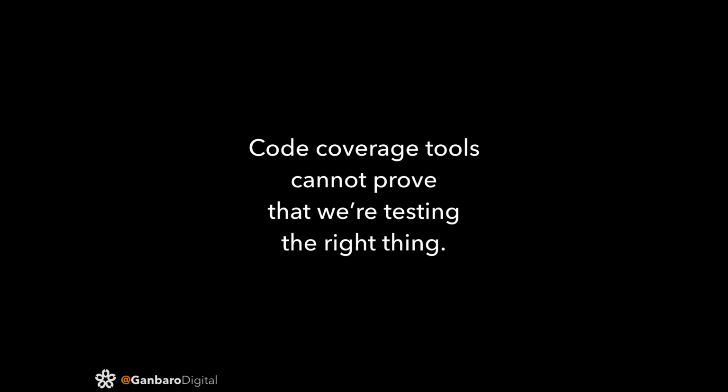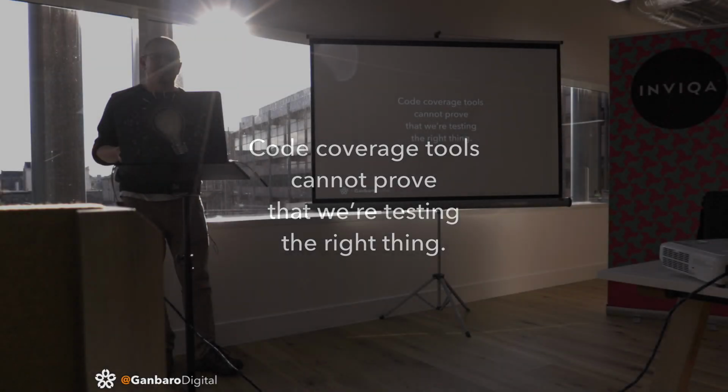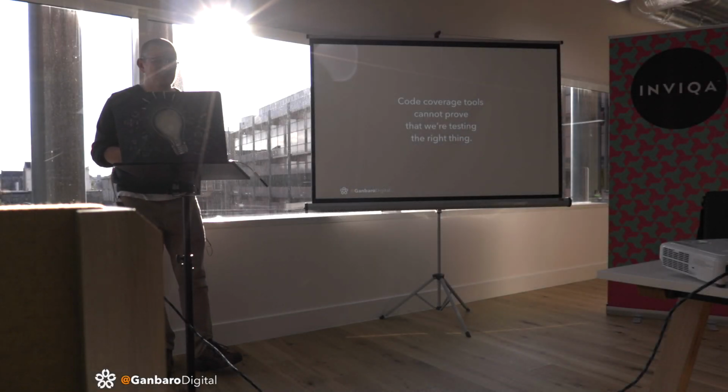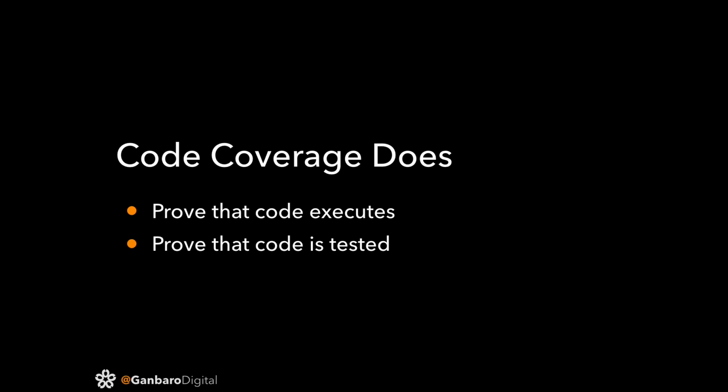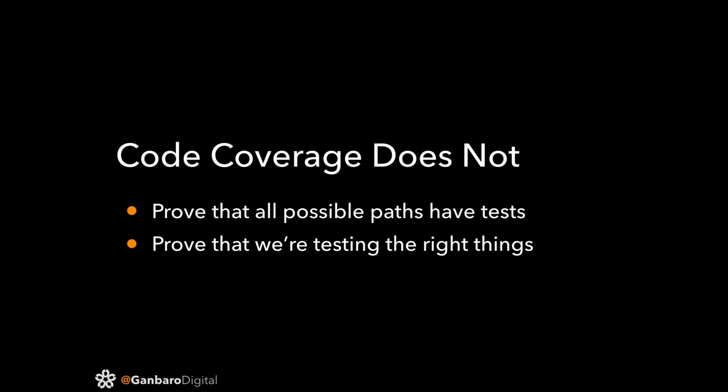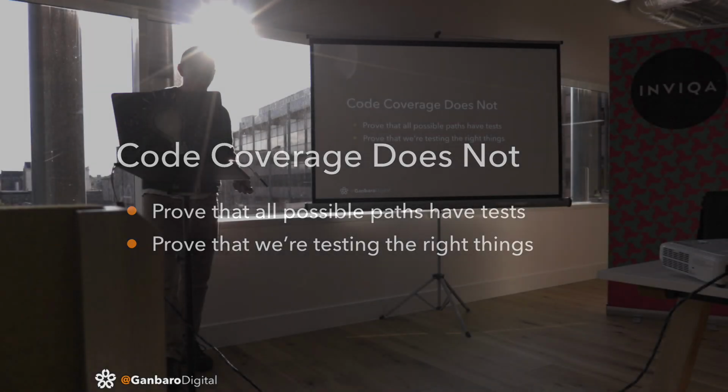I've written garbage tests. I've seen people write garbage tests. It's easy to do. And at the minute, a machine can't solve this problem for you. So code coverage proves that code executes, and it proves that your code has a test of some description, but it doesn't prove all the ways through the code work, and it doesn't prove that your tests are doing the right thing. What do you think so far?